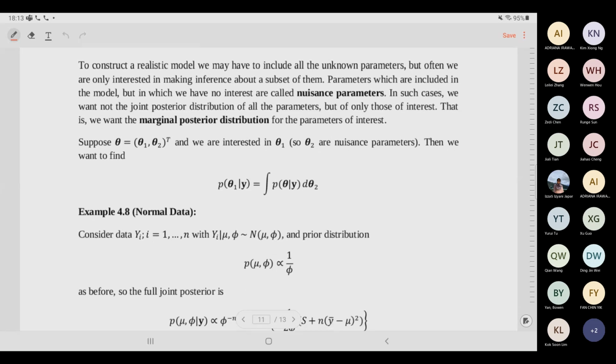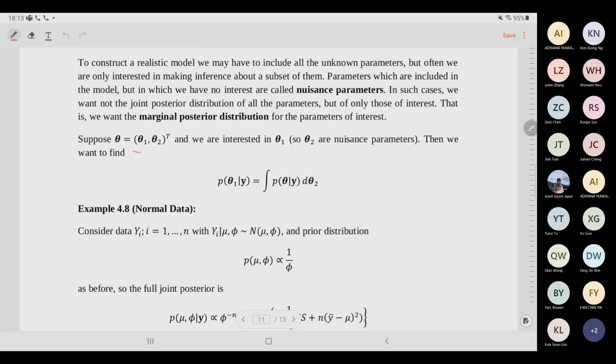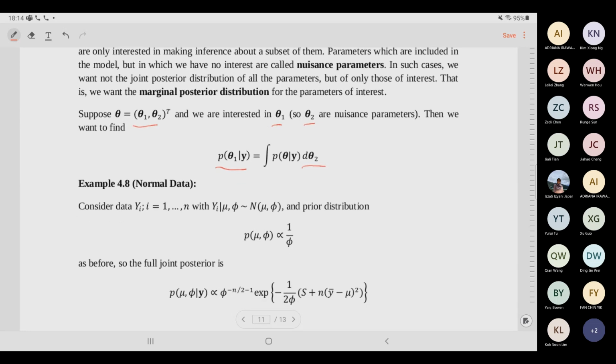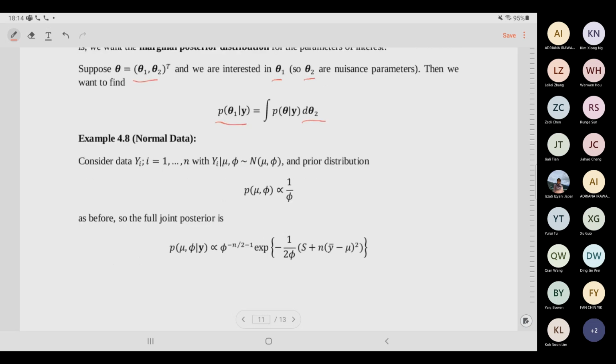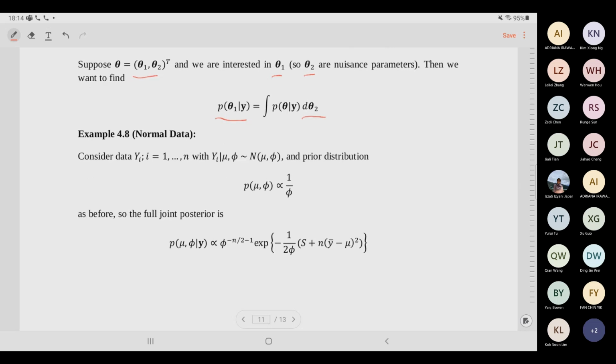So for example, if we have a subset which is theta 1 and theta 2, and we are interested in theta 1, so theta 2 is the nuisance. So what happens here is we only want the posterior of theta 1, right? So we have to integrate out the nuisance parameter theta 2. Okay. So for example, if we have our normal data with our prior, which is 1 over phi, we have the joint posterior, so this is the same as before.